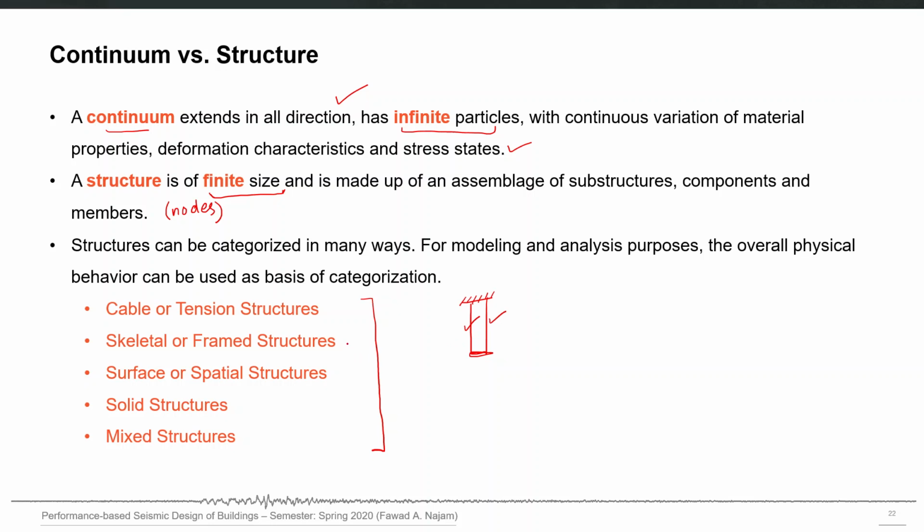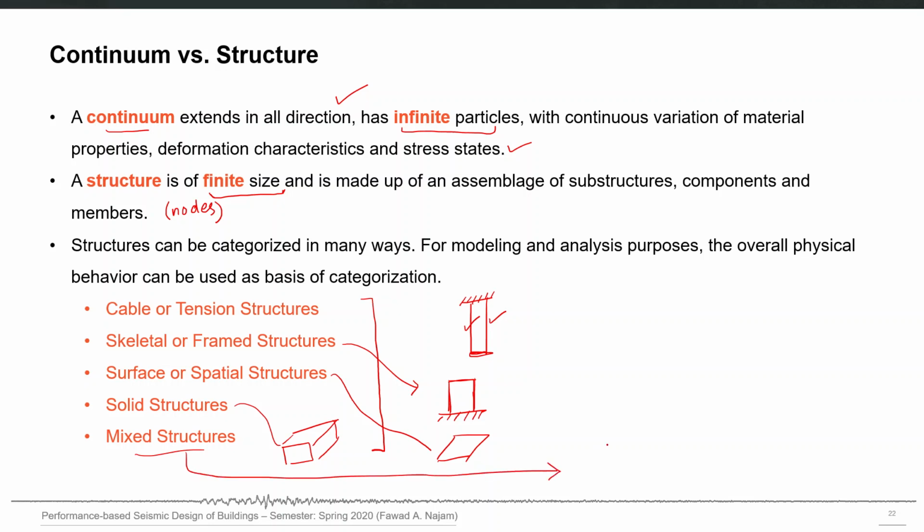And then we can also have skeletal or frame kind of structures. For example, these kind of structures which are made from skeletal elements or frame elements. And then we can also have surface or spatial structures which are made of, for example, 2-dimensional elements, these kind of structures. Then we also can have solid structures. For example, foundations are solid like this, or pile caps, for example. Mixed structures which are comprised of 1-dimensional or 2-dimensional or 3-dimensional elements.